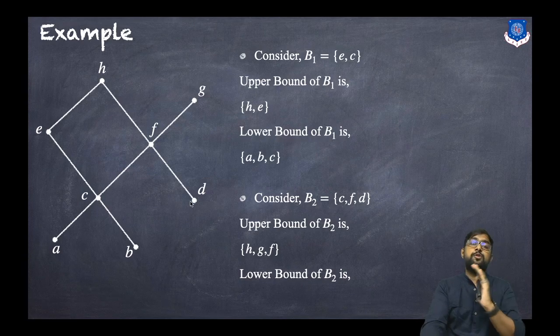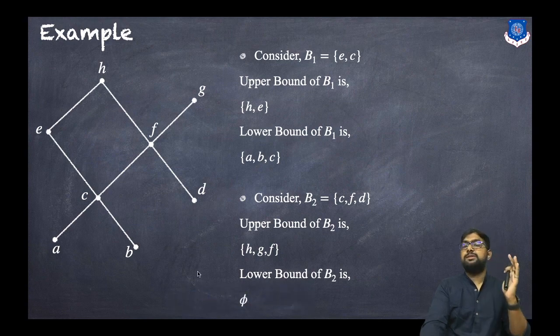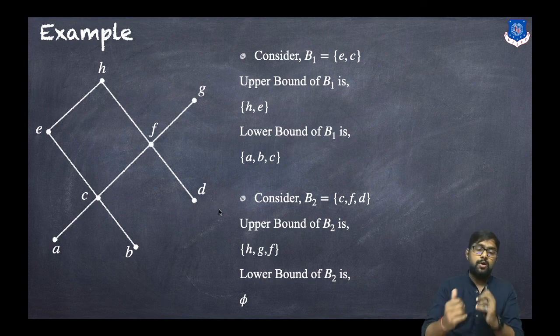Now we cannot go from C to D, so C cannot be a lower bound. Now we cannot go from D to C, so that is also not a lower bound, and obviously F cannot be a lower bound. So yes, it is the empty set, so that means this set does not have a lower bound.